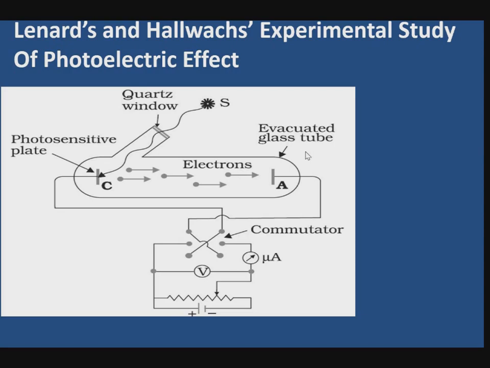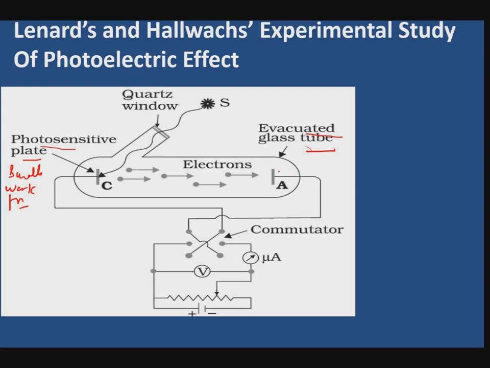This is, you can see, an evacuated glass tube. It is perfectly vacuum. And there are two electrodes. One is acting like an emitter plate, which has to be photosensitive, मतलब इसका जो वर्क फंक्शन है स्मॉल होना चाहिए, स्मॉल वर्क फंक्शन होना चाहिए इसका, as far as the light is concerned, photosensitive, आसानी से इलेक्ट्रॉन को निकलना चाहिए यहाँ से.